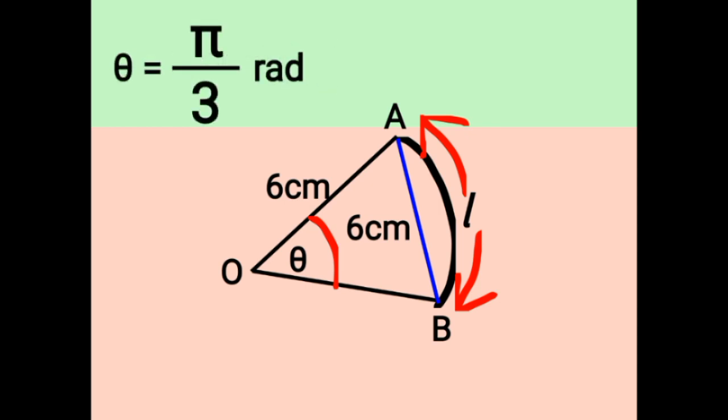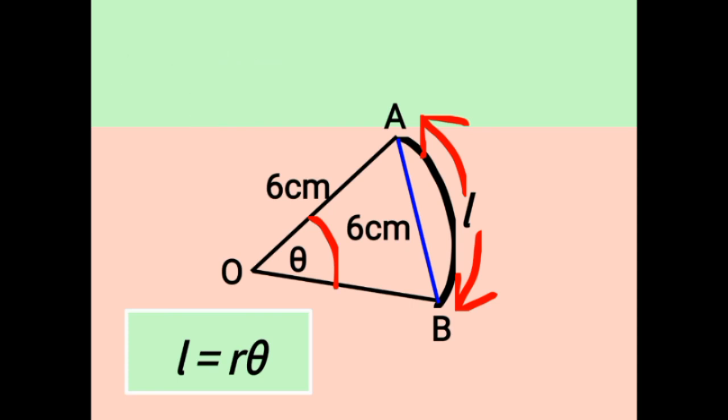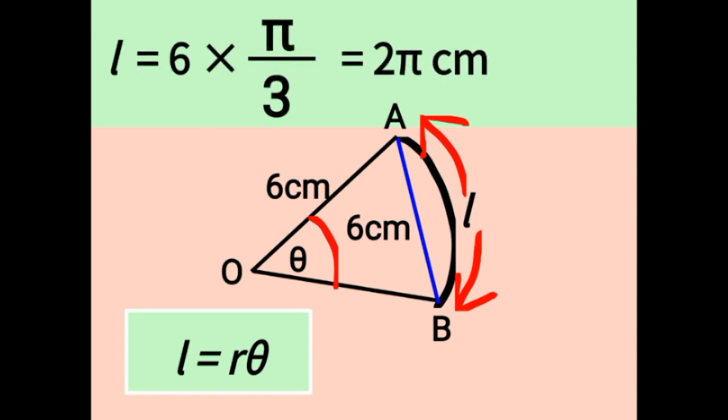Here I gave the value of theta in radians because when using the formula L equals r theta, theta is in radians. Now since we know the angle theta and the radius as 6 centimeters, we can use the formula L equals r theta to calculate the length of the arc AB. So r equals 6 centimeters and theta equals pi over 3 radians, then L equals 6 times pi over 3 equals 2 pi centimeters. Let's take a look at another example.